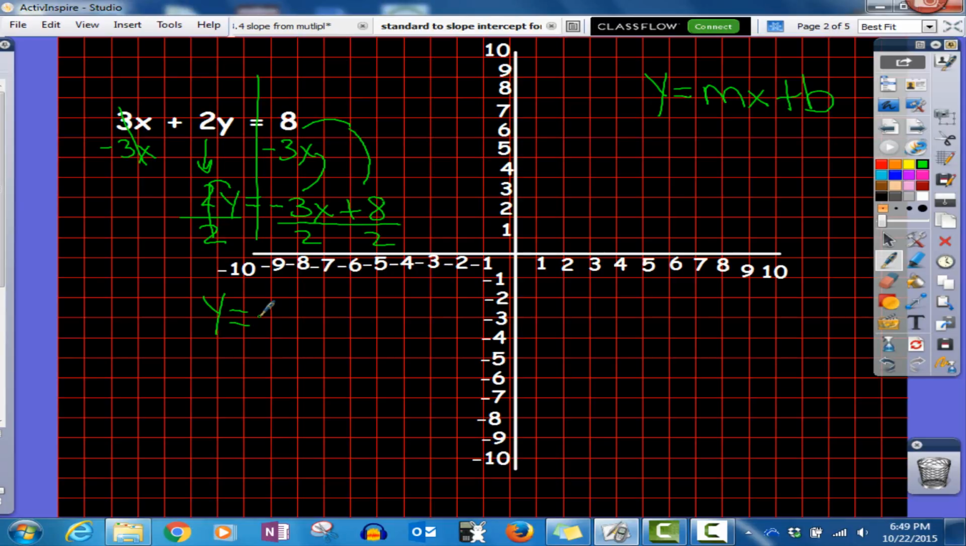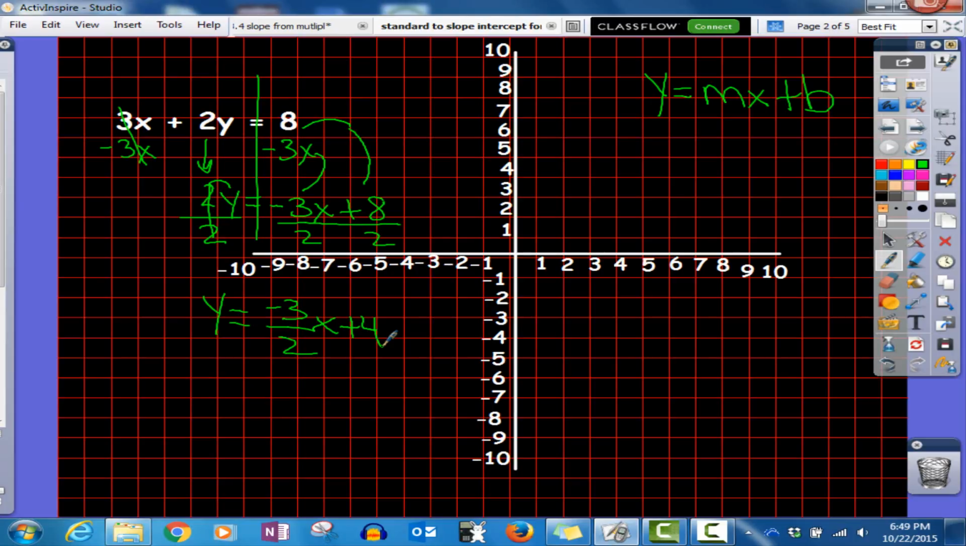So in this case, it's negative 3 halves x. And then I say 8 divided by 2 is a positive 4. So now I have it in y equals mx plus b form. So now I have it in slope-intercept form. So I'm going to go ahead and graph this.